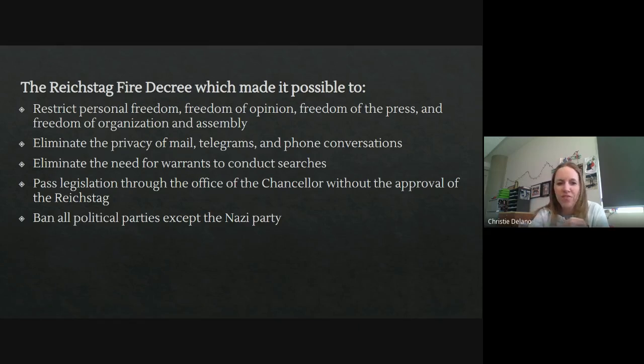And this Reichstag fire decree goes one step further by also banning all political parties except the Nazi Party itself. So it has completely eliminated the opposition. And if you recall from the other day, the elimination of the opposition in a dictatorship is essential because you cannot have opposing ideas challenging the status quo, because that will lead to the destruction of your dictatorship.